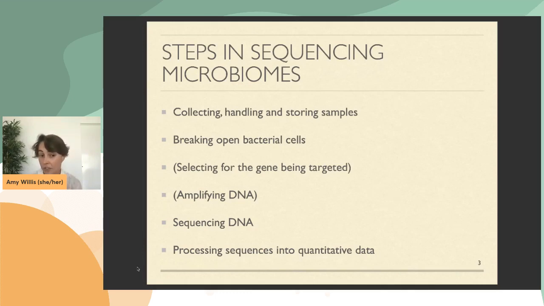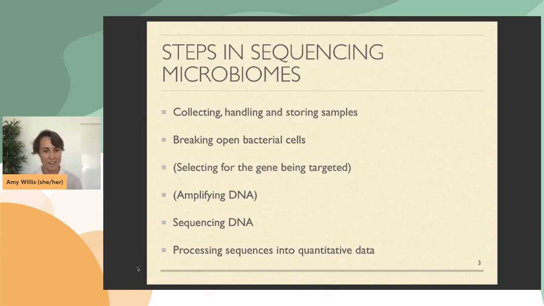Potentially, we may not have enough DNA, so there may be an amplification step. Once we've got this sufficient quantity of DNA, we'll go on to sequencing. And after obtaining our raw sequencing data, perhaps in the form of FASTQ files, we'll be processing those sequences into quantitative information in a process typically referred to as bioinformatics.